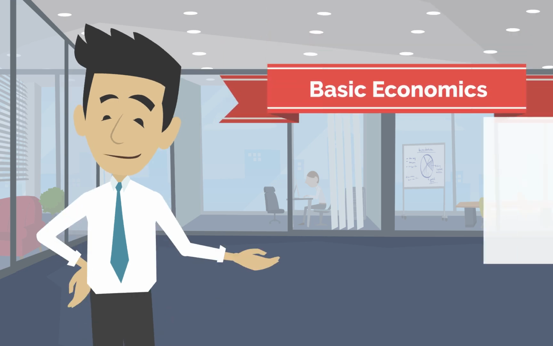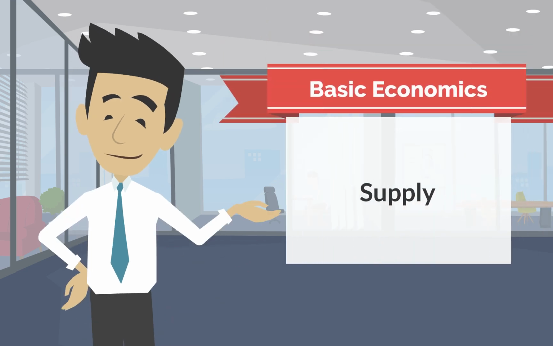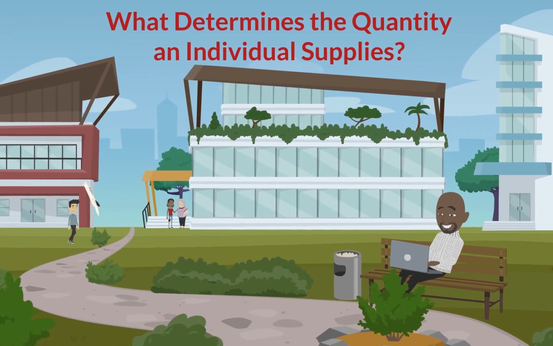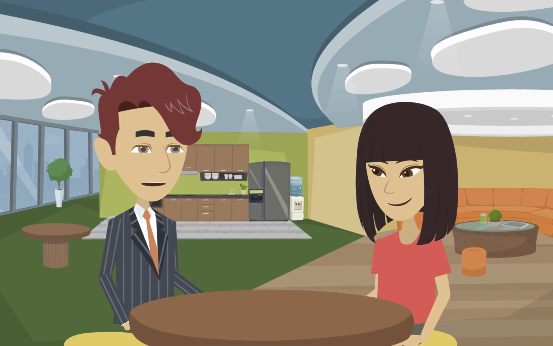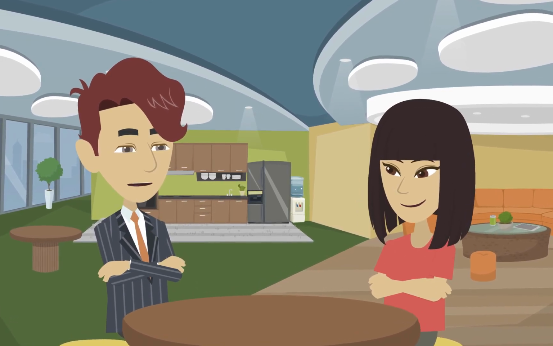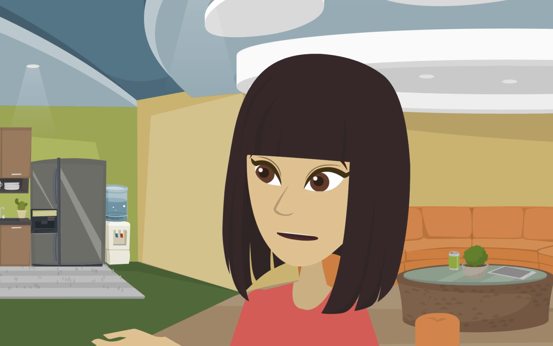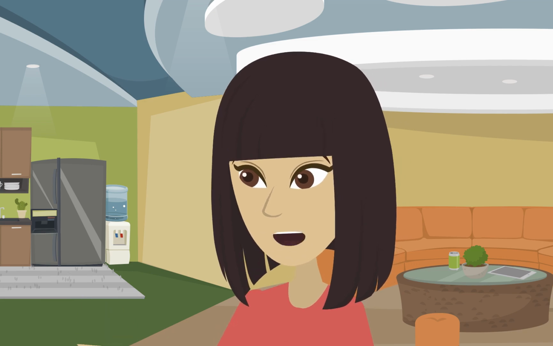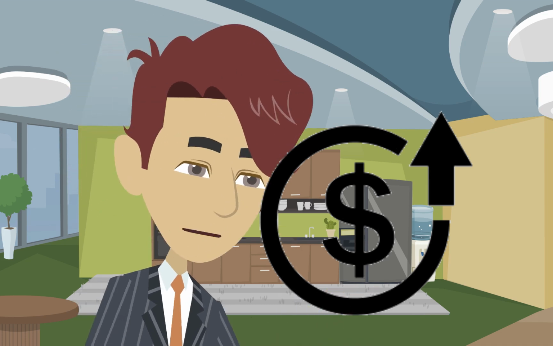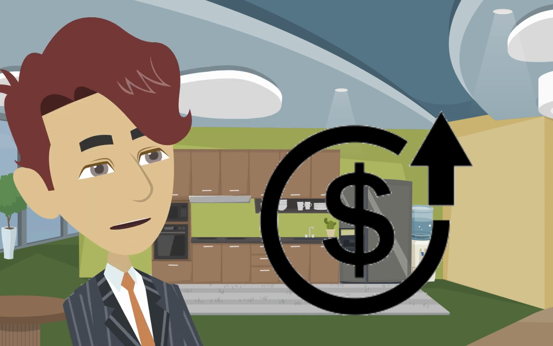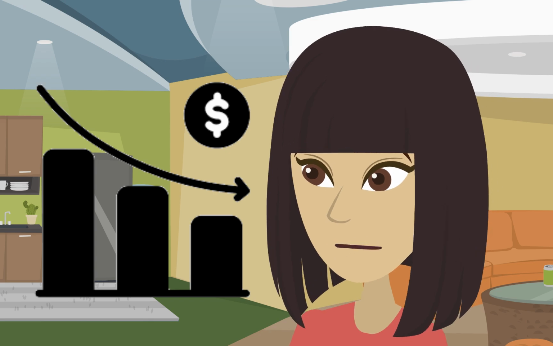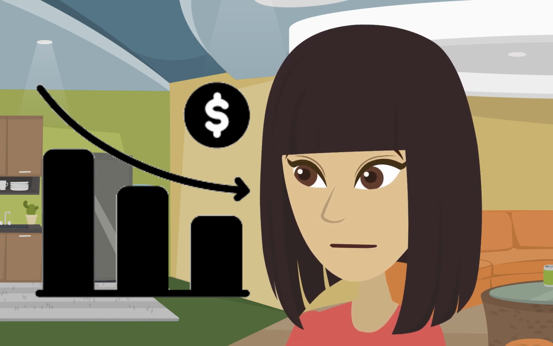Basic economics. Supply. What determines the quantity in individual supplies? So, when running a business like Student Sweets, what do you think determines how much ice cream you supply? I guess the price of ice cream would be a big factor, right? Exactly. When the price is high, selling ice cream becomes profitable, so you supply more. And if the price drops, then you would supply less, right?